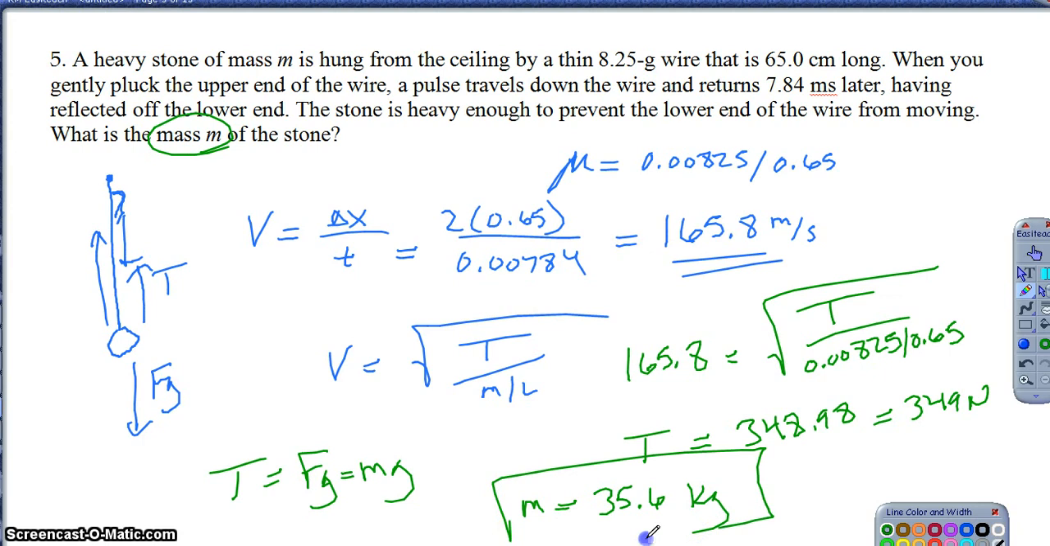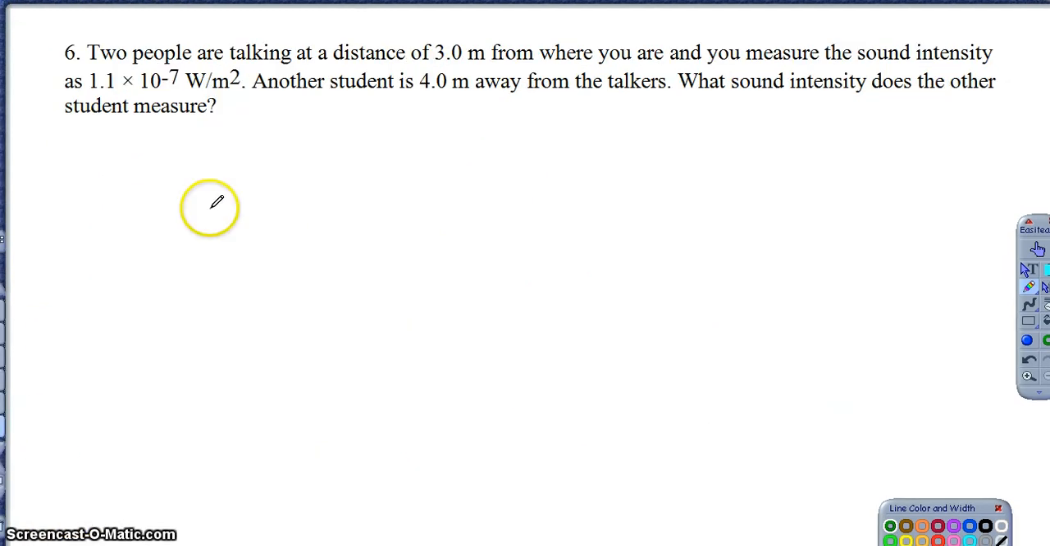Right, so a very good question for tying in the velocity on a string with an equilibrium type problem, where we have to set up tension and force of gravity. So definitely a good problem to make sure you're comfortable with. If you do have any further questions, just let me know so I can help clarify that question a little bit more. Okay, so question 6, hopefully a pretty easy question here.